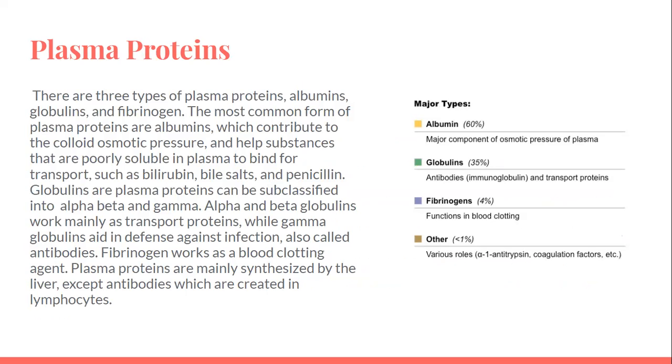The most common form of plasma proteins are albumins, which contribute to the colloid osmotic pressure and help substances that are poorly soluble in plasma to bind for transport. Globulins are plasma proteins that are subclassified into alpha, beta, and gamma. Alpha and beta globulins work mainly as transport proteins, while gamma globulins help in defense against infection, also known as antibodies, and fibrinogen works as a blood clotting agent. Plasma proteins are mainly synthesized by the liver, except antibodies, which are created in lymphocytes.